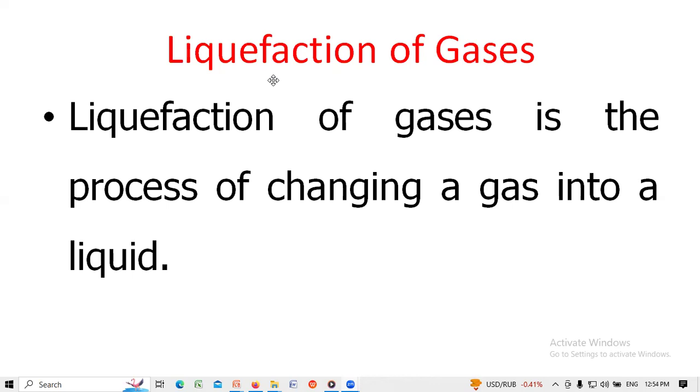Good afternoon. I'm discussing liquefaction of gases. The gas changes into liquid, which is called the liquefaction of gases.